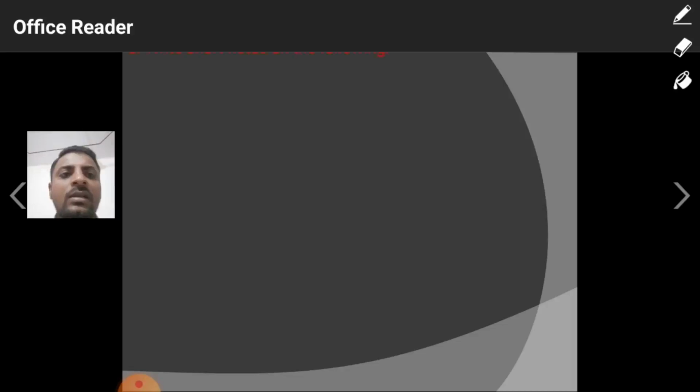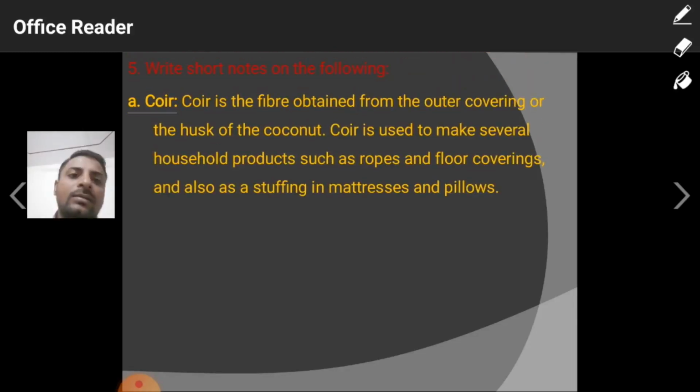Next question is, write short notes on the following. The first is coir. This we have learned in the chapter explanation also. Coir is the fiber obtained from the outer covering or the husk of the coconut. Coir is used to make several household products such as ropes and floor coverings, and also as a stuffing in mattresses and pillows.